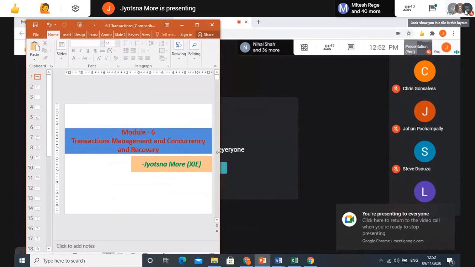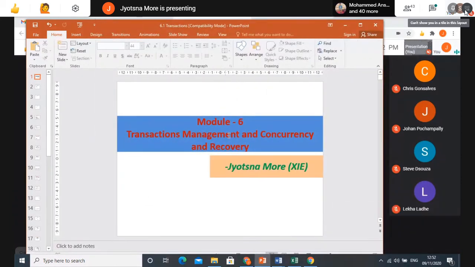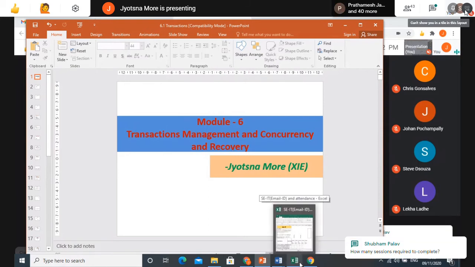The chapter is module 6, chapter number 6, transaction management and concurrency and recovery. Basically, if you refer to any standard book or reference book, there you can see these are three different chapters. One is for transaction, second is for concurrency control system, third is recovery management or recovery control system. Three different chapters.